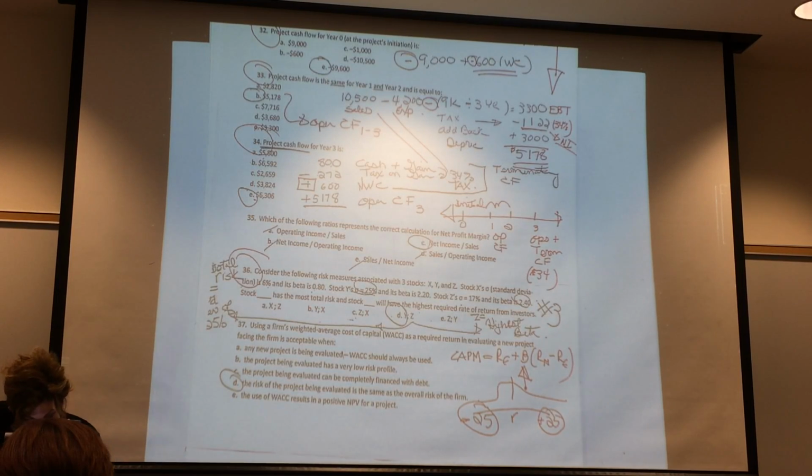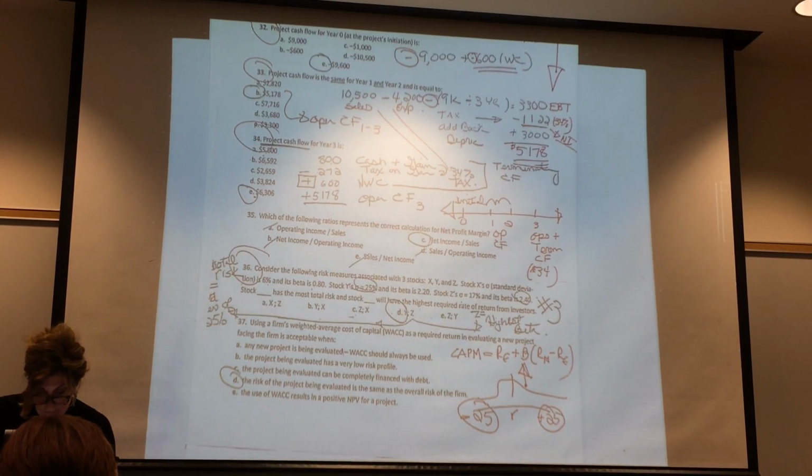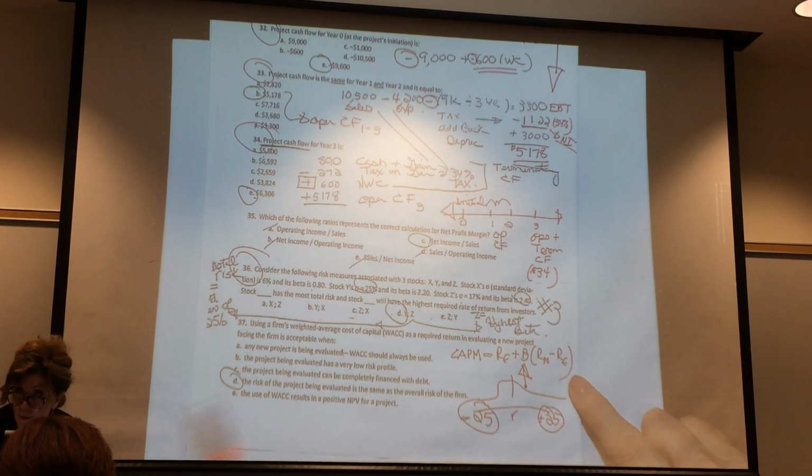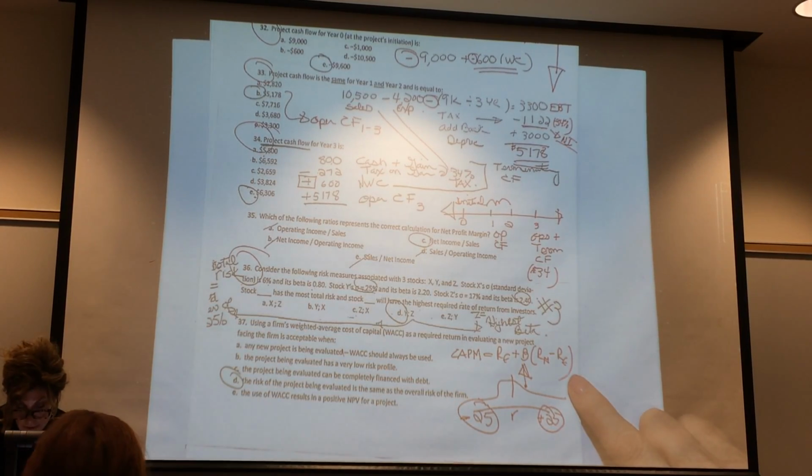All right, what stock will have the highest required rate of return? The one, Z, the one with the highest beta. How do you know that? Because you're going to have to put that in CAPM, which helps you determine your required rate of return.